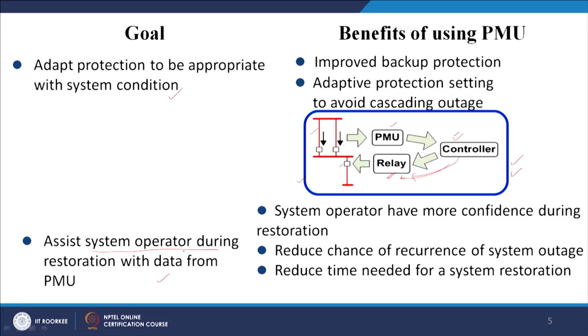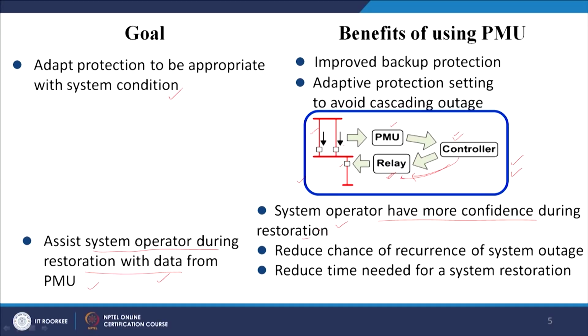And the fourth goal is to assist the system operator during restoration with this PMU data. Suppose we have one smart grid system, and we have 3-4 microgrids connected to multi-grid systems, and due to some disturbances the microgrids are disconnected from the main grid. So, we have to restore the service. That process is known as restoration of the microgrid system or smart grid system. In that case, to restore the service, we can take the help of the PMU data. That is what is mentioned here.